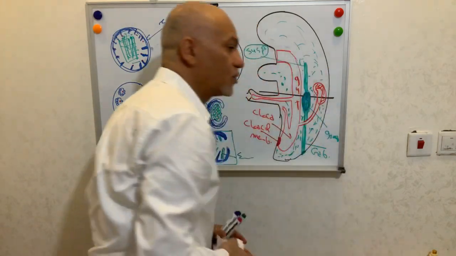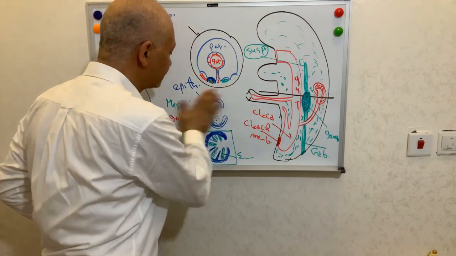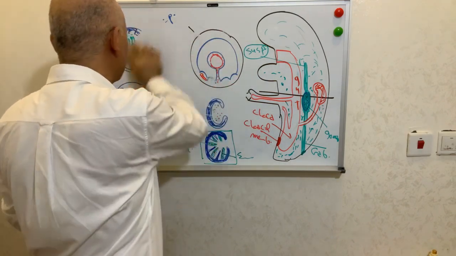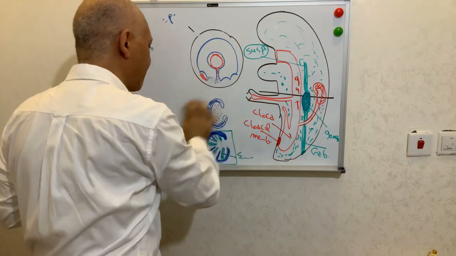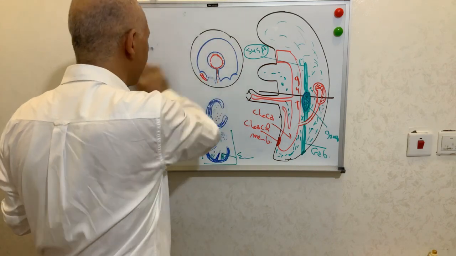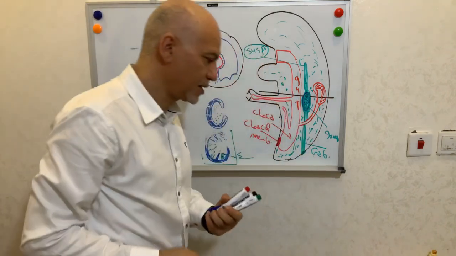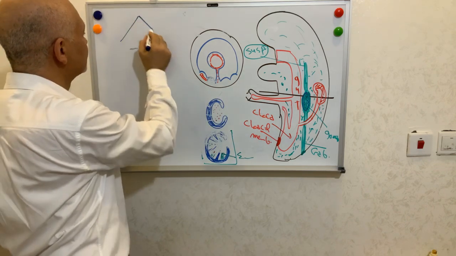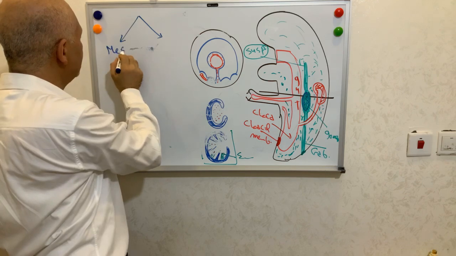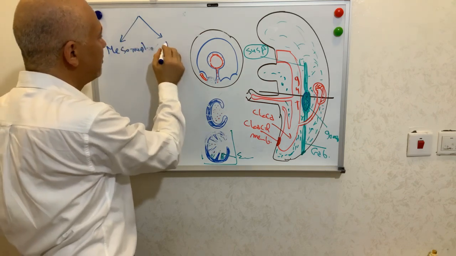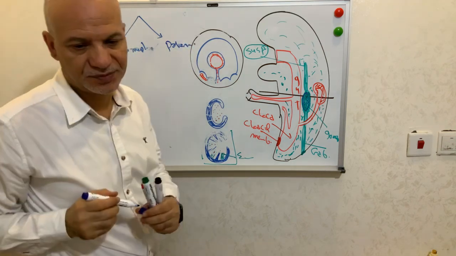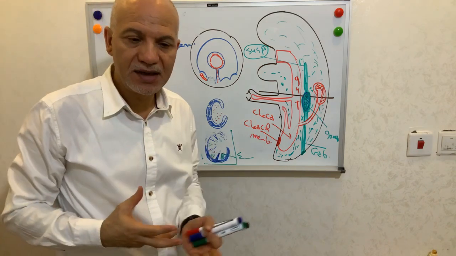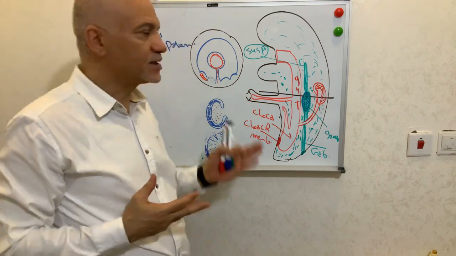Development of genital ducts, male and female genital ducts. We have two types of duct: the mesonephric duct and the paramesonephric duct. The embryo, either male or female, contains both these ducts.